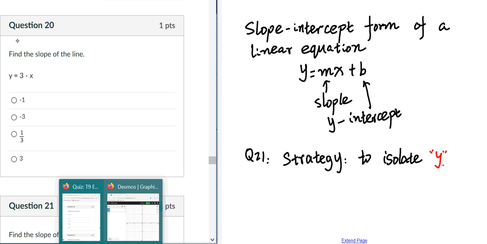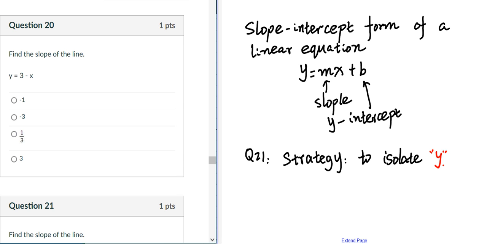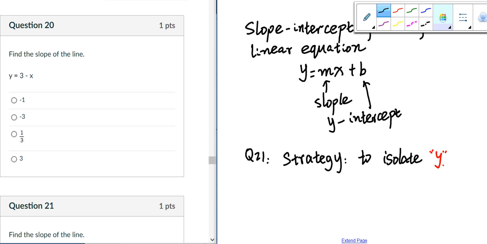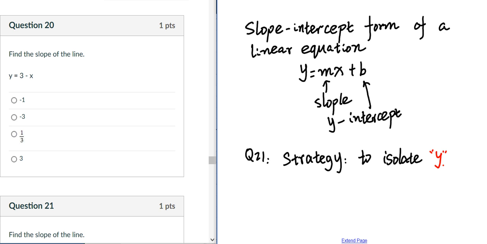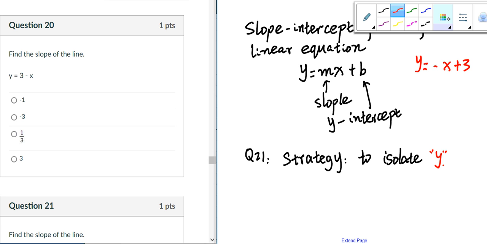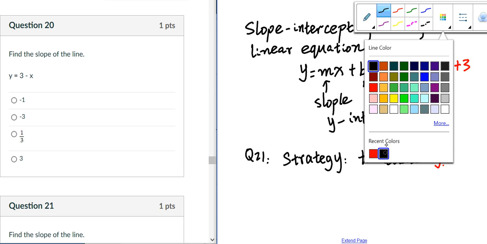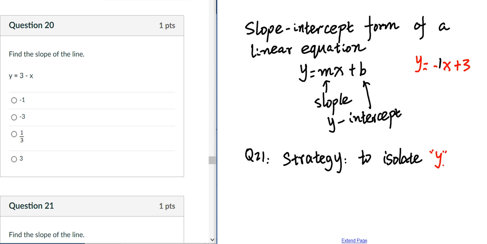Recall what we did in question 21. We say this question, y equals negative x plus 3. In front of x, there is a negative 1, and then we know the slope is negative 1. The 3 is the y-intercept.